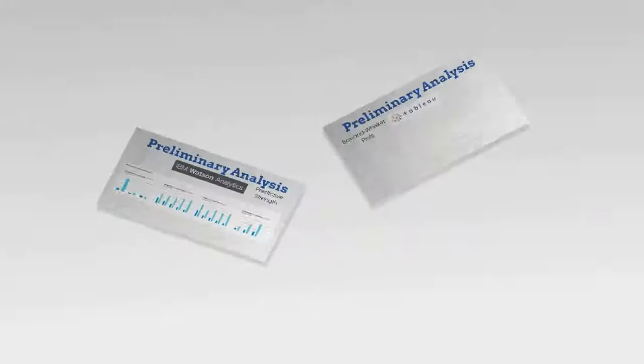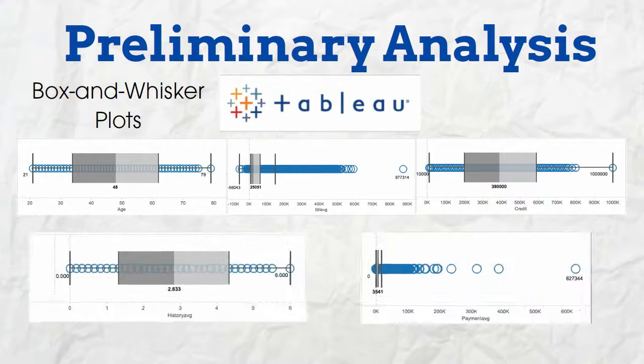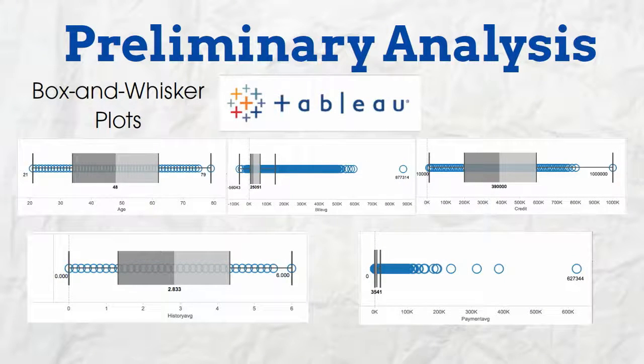With Tableau, I produced box and whisker plots for the numerical variables. These box plots illustrate overall dispersion, including range, outliers, and the median. With the box plots for bill average and payment average, it is very obvious that there are a lot of outliers and that the skew is positive. As you can see, all of the observations on the right are skewing the distribution.